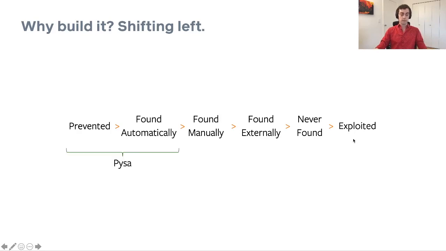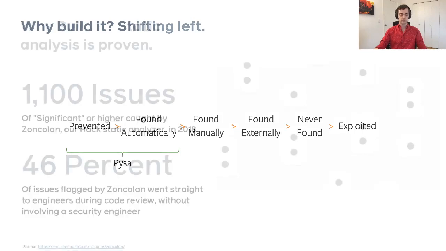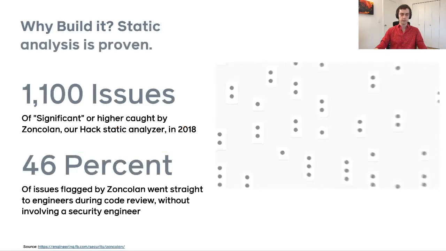We built Pysa to be able to be on the leftmost portion of this continuum. So being a static analysis tool, it's obviously an automated tool that can find bugs automatically. However, if we can run Pysa when developers are proposing their changes and get that feedback fixed before their changes ever land, then we can even move into the prevention land on this continuum. So why did we build Pysa?